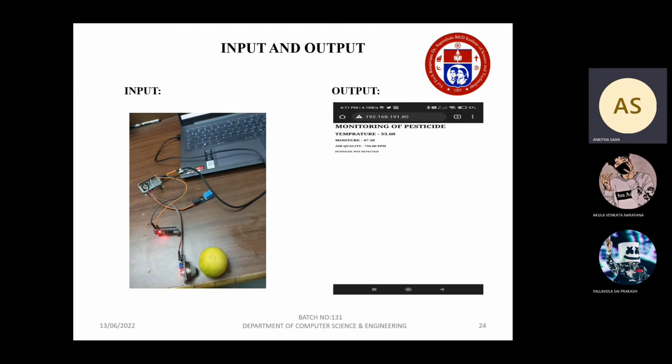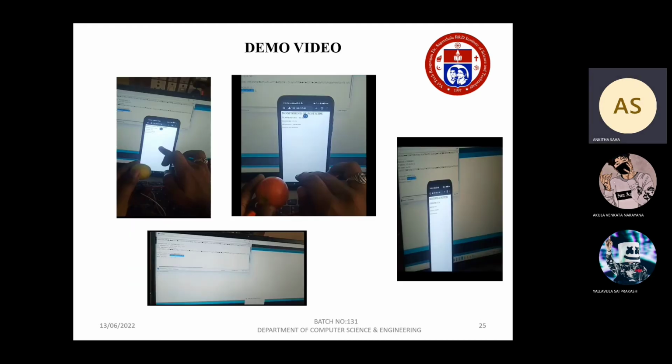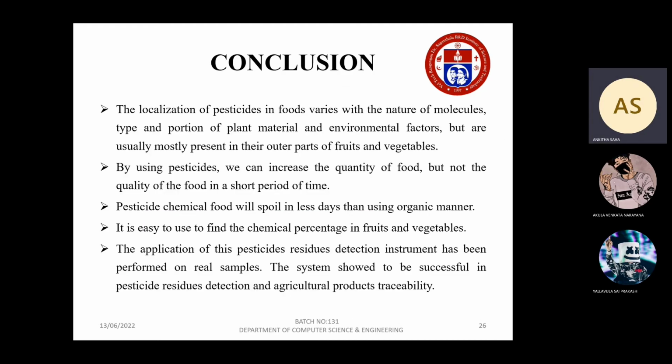As we can see, monitoring of the pesticides, temperature 33.60, and we can also see the air quality is recorded. So pesticides are tested, not tested. This is the result. Demo video, as we can see. And here last is the conclusion: the localization of the pesticides in food.